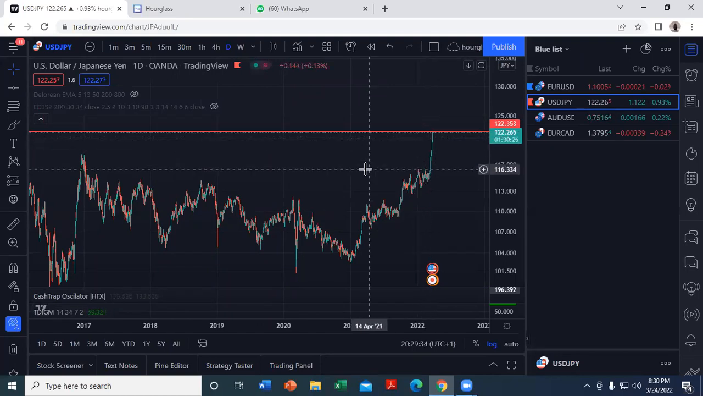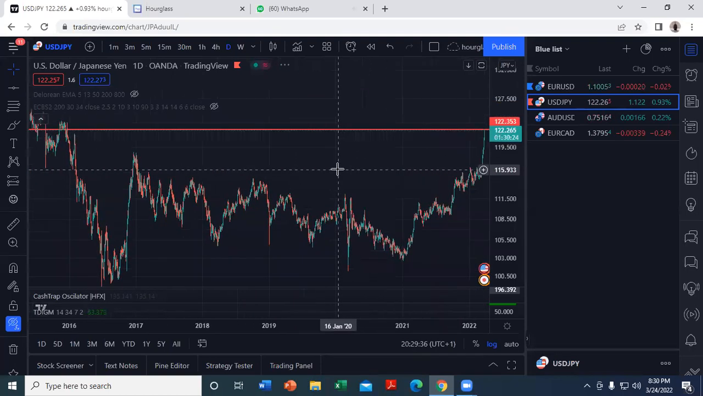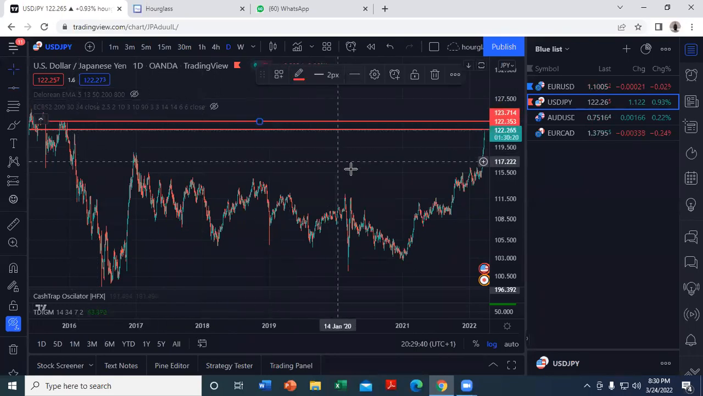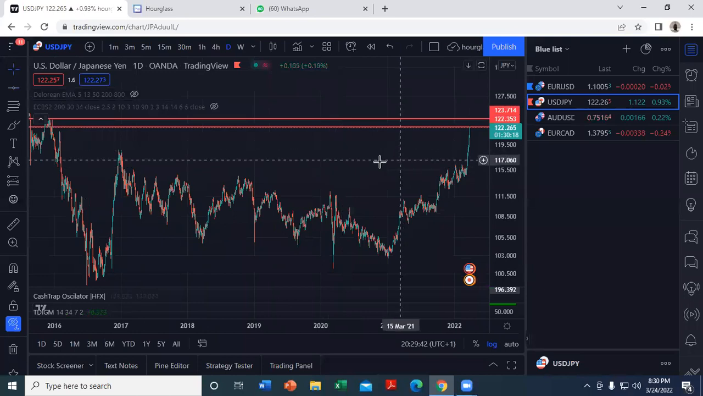That's just why I put this line there. It doesn't mean the market will not continue up. It doesn't mean the market cannot continue up. I just put it there as a warning to myself that, okay, the market is free.